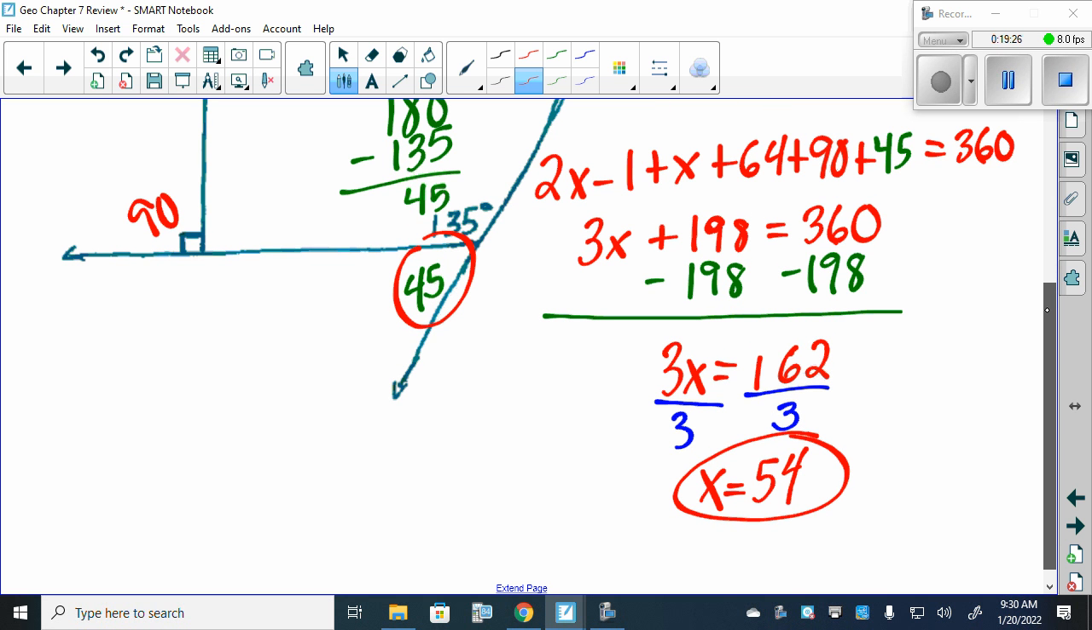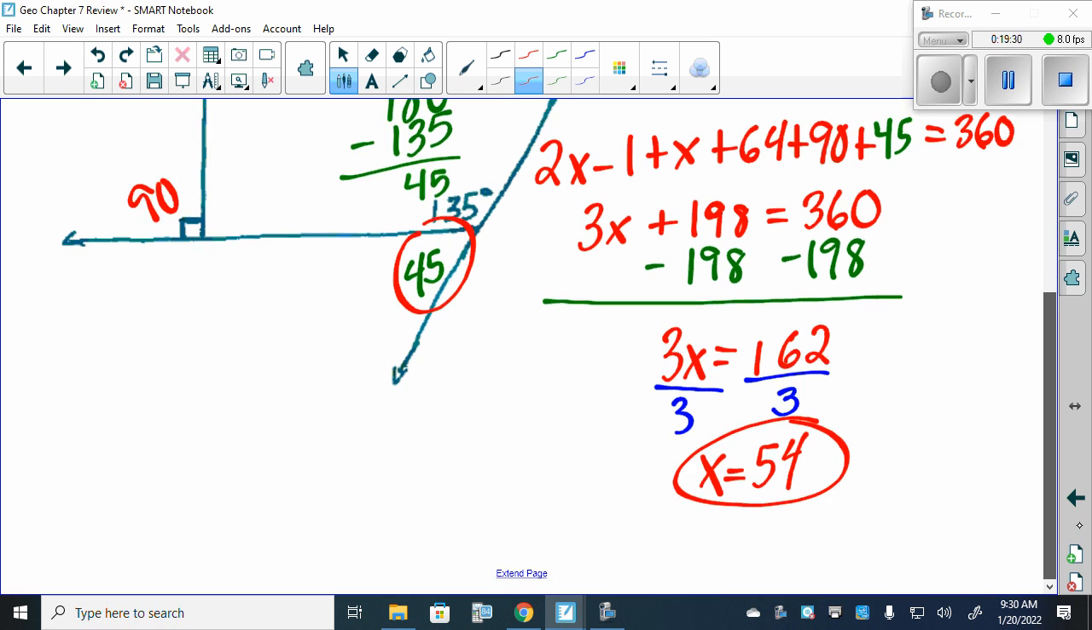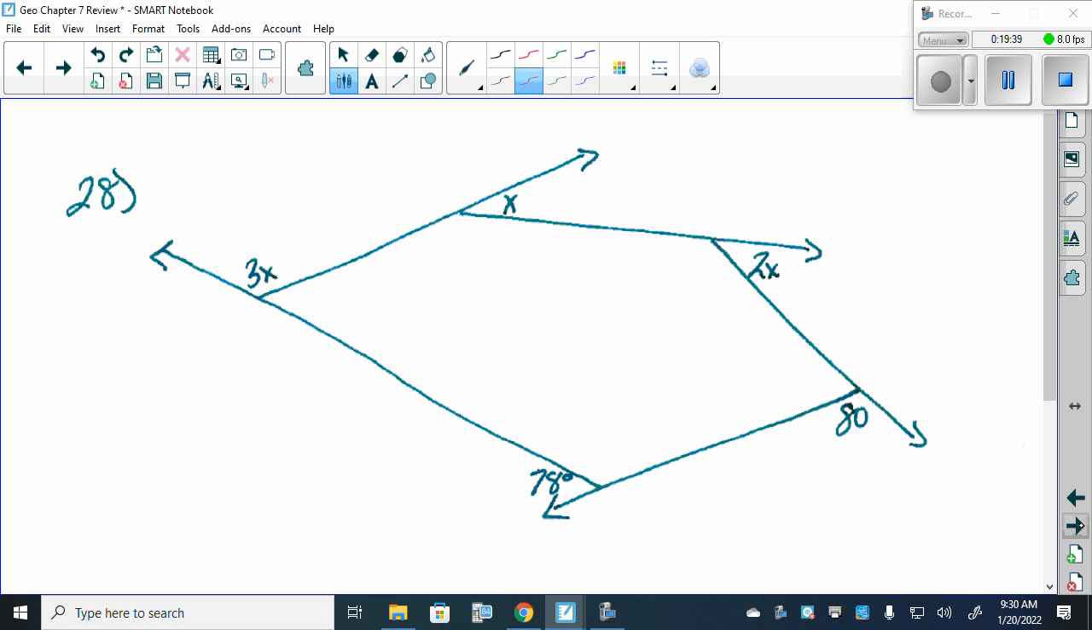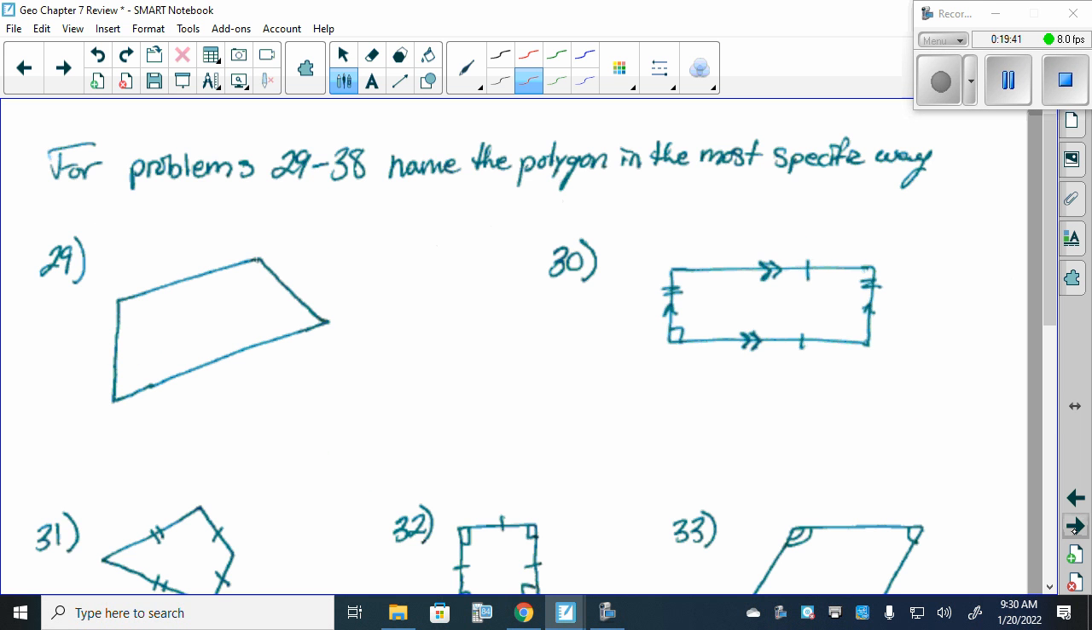Any other questions on this one here? Any questions on 26 or 27? Because those will be the exact same. We'll set them equal to 360 and solve for the value of x. Questions on 29 through 38.